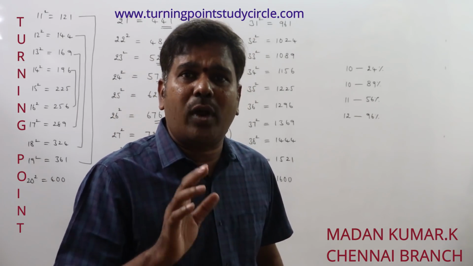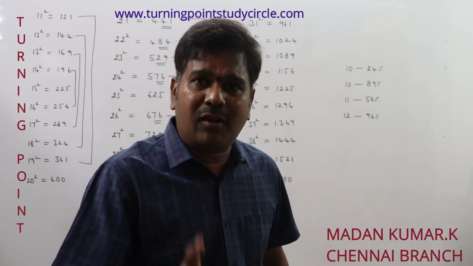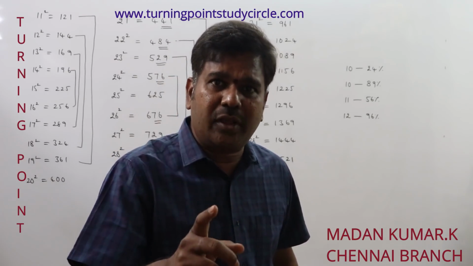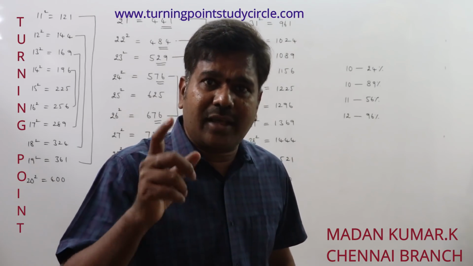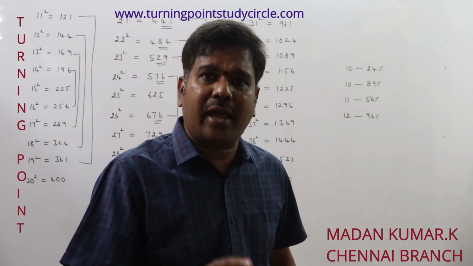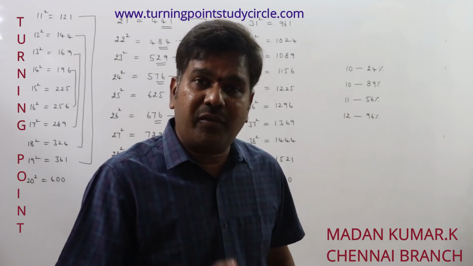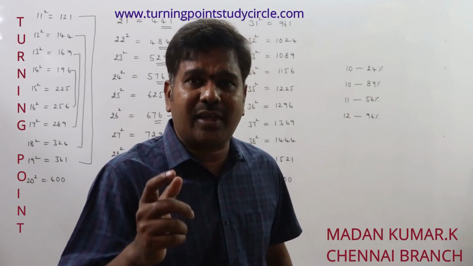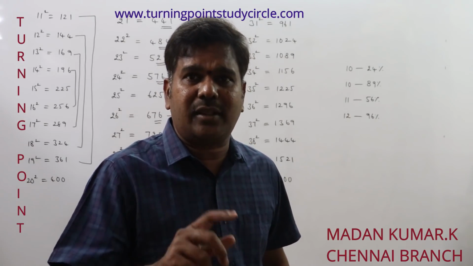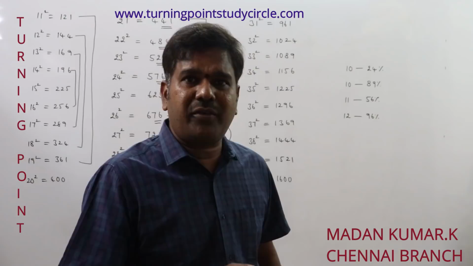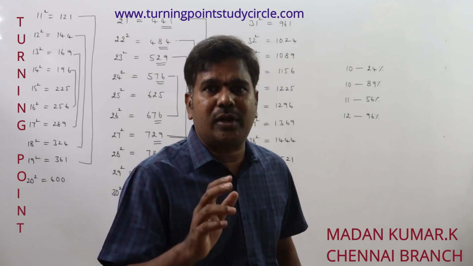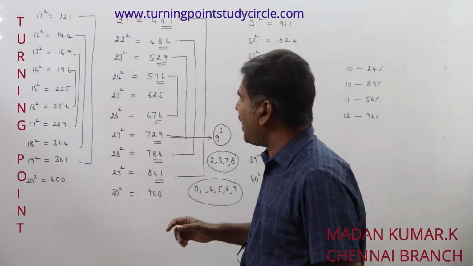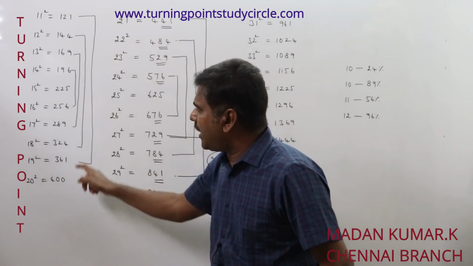38 square 1444, 39 square railway timing 15:21. 75 square, 7 8s are 56, so 5625. 85 square, 8 9s are 72, so 7225. 95 square, 9 into 10 is 90, so 9025. 55 square, 5 into 6 is 30, so 3025. 45 square, 4 5s are 20, so 2025. 35 square, 3 4s are 12, so 1225. 25 square, 2 into 3 is 6, so 625. Hope everybody is clear.